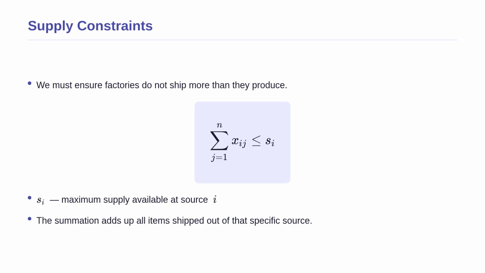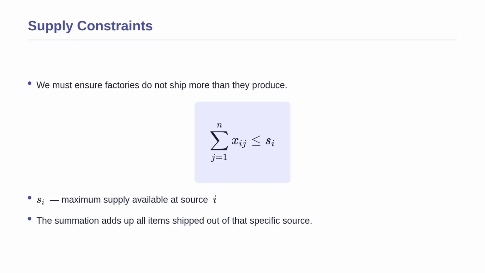Now that we have a cost equation, we must establish the rules of the game, starting with supply constraints. This formula ensures that the total number of items leaving a factory can never be greater than what the factory actually produced. The symbol SI stands for the maximum supply available at source I.